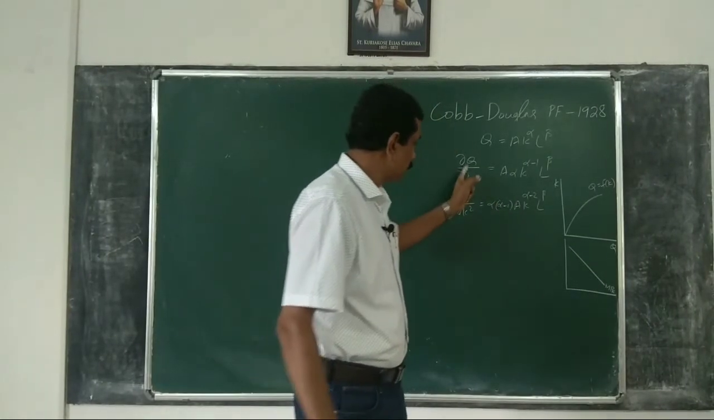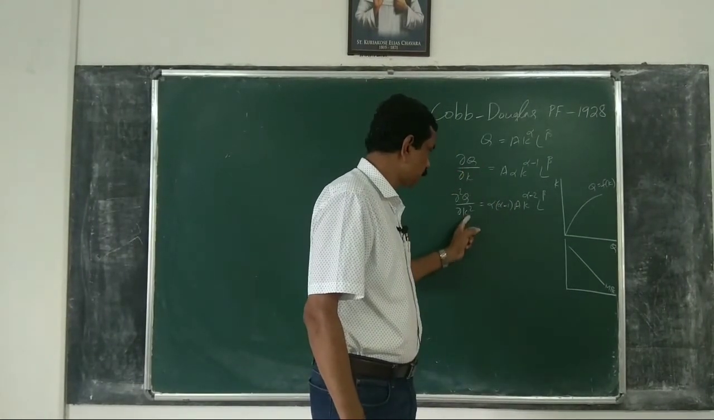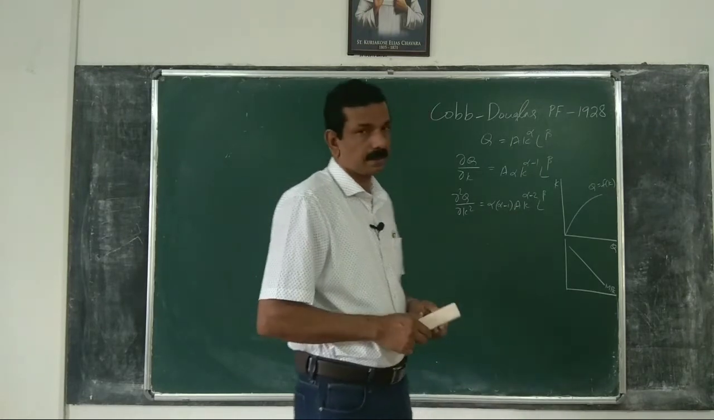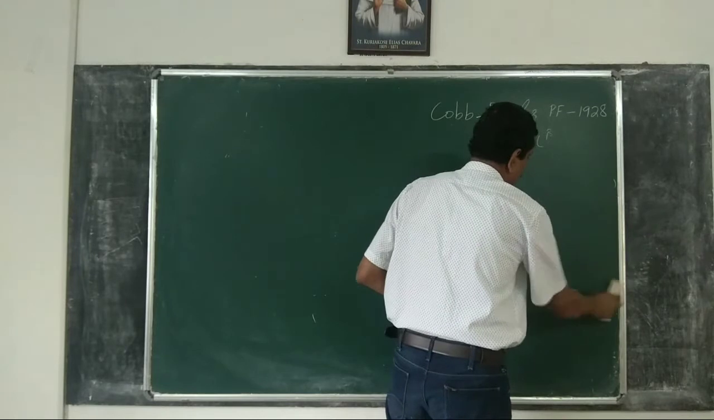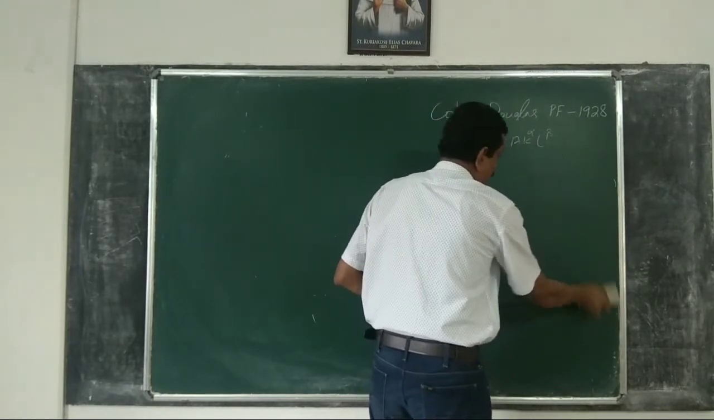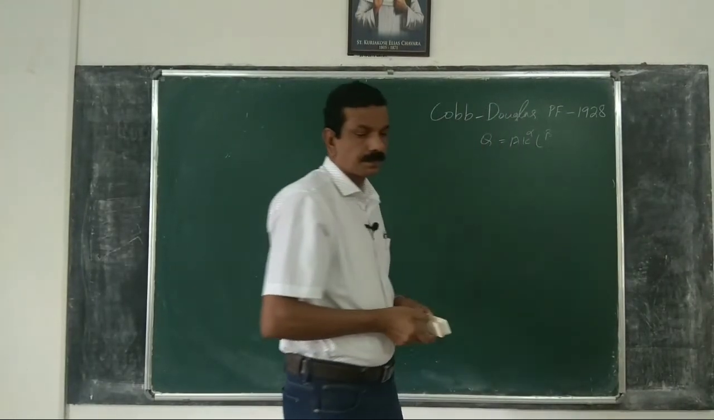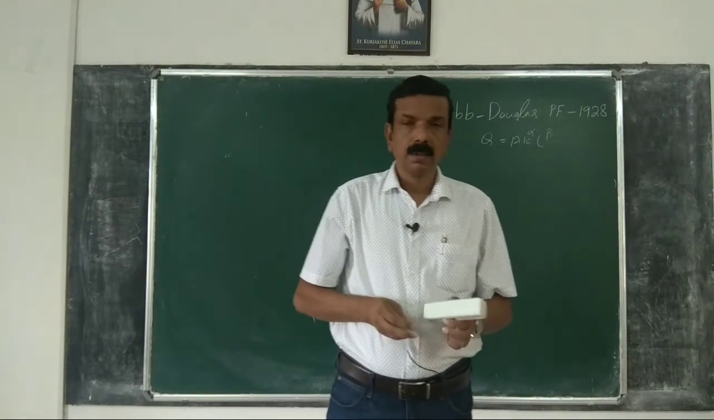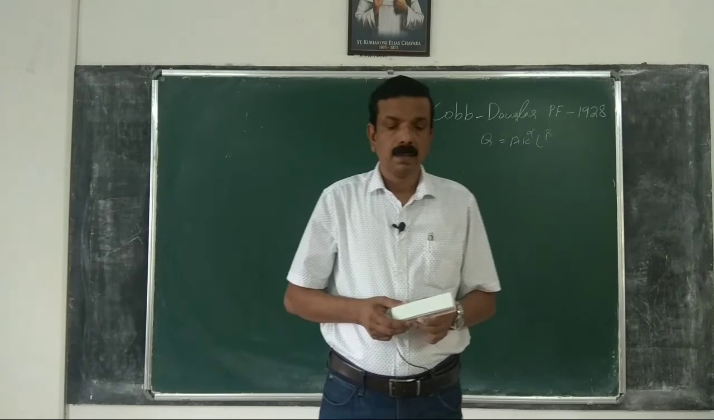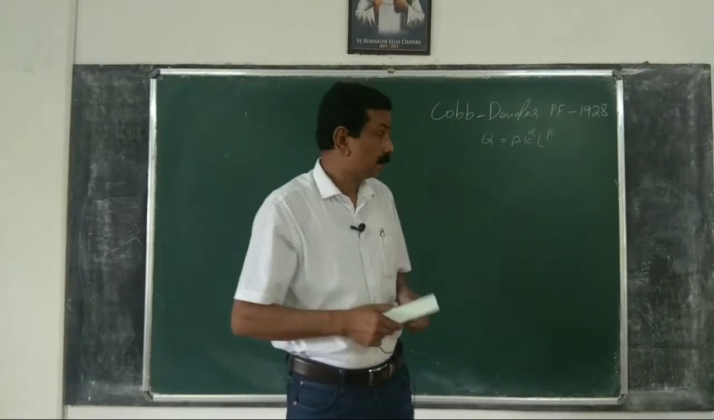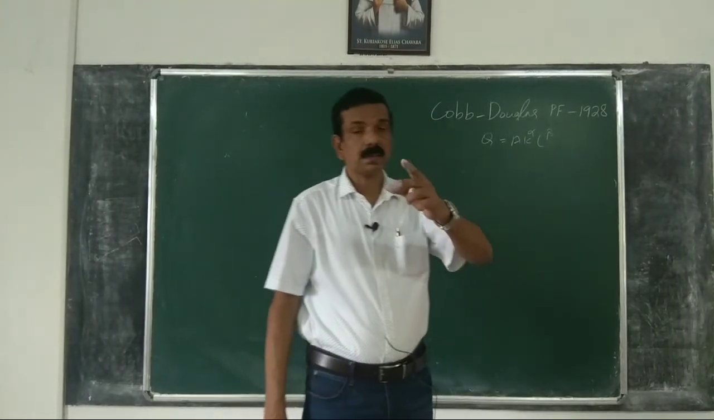The same is true if you differentiate Q with respect to L rather than K. That is the second property. Now, a third property is that a strict Cobb Douglas production function in which alpha plus beta is equal to 1 exhibits constant returns to scale.